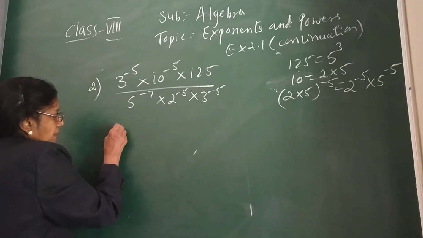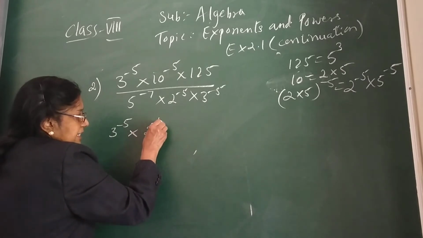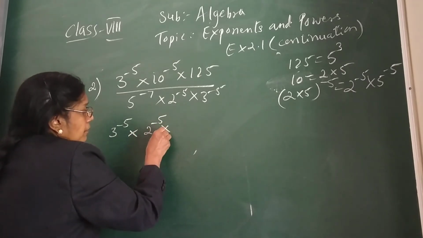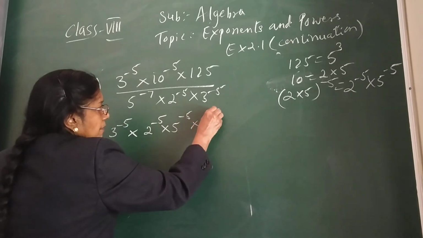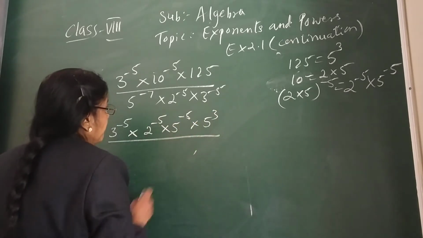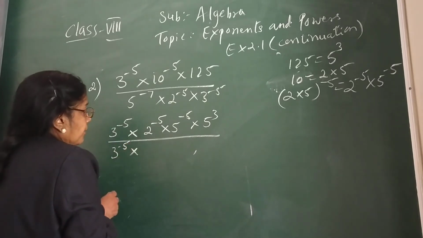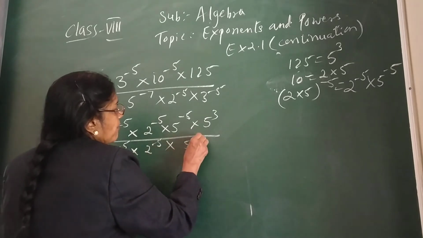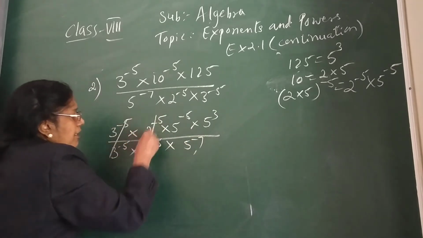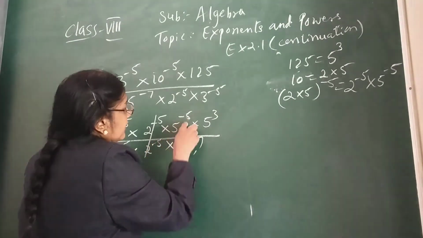So 3 to the power of minus 5 as it is, into 2 to the power of minus 5, I will write into 5 to the power of minus 5, I will write into 5 to the power of 3, divided by below 3 to the power of minus 5 into 2 to the power of minus 5 into 5 to the power of minus 7. Same terms cancel. What is remaining? These two.